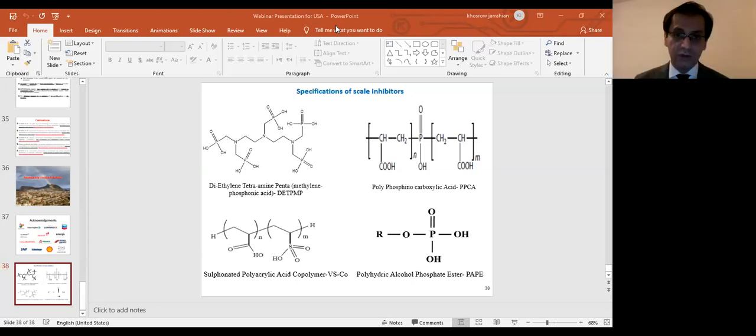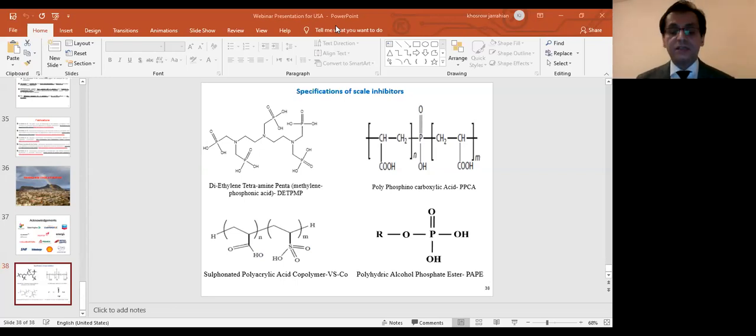So, the first question is why for scale inhibitors we need polyacids, and whether it is possible for neutral substrates to work as scale inhibitors. Regarding your question.